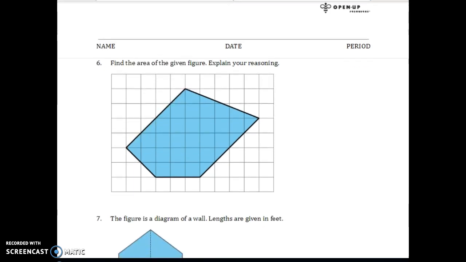Question 6. Find the area of the given figure. Explain your reasoning.